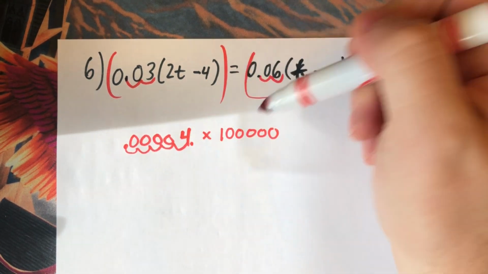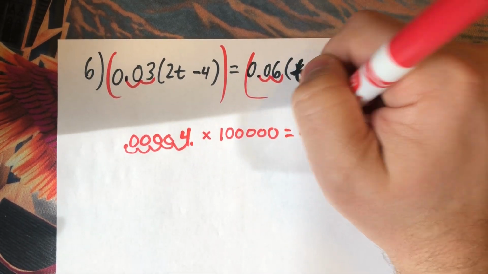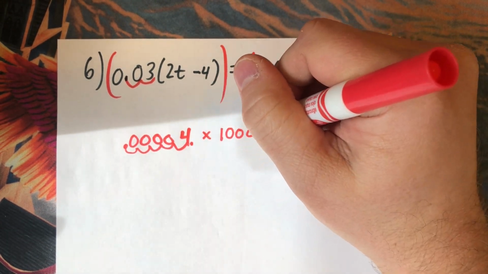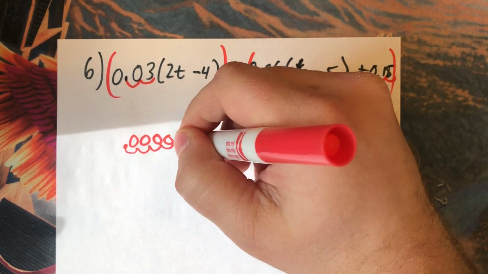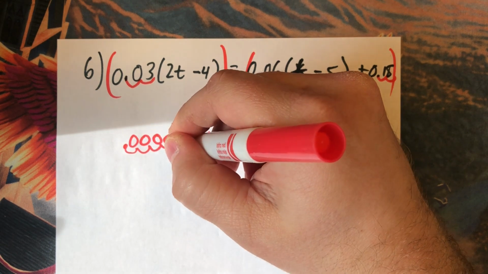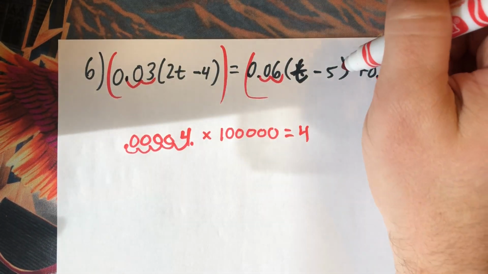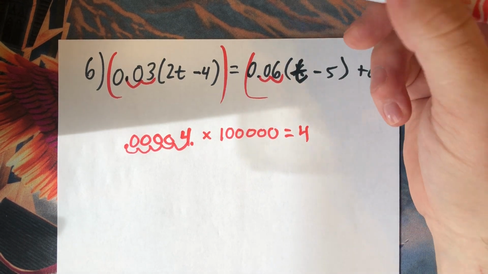So if you don't believe me, try it out. This should get you 4. If I messed up, maybe, let's see. 1, 2, 3, 4, 5. We should be good. That should get us 4. So here, we need to move them 2 places. I can multiply by 100.